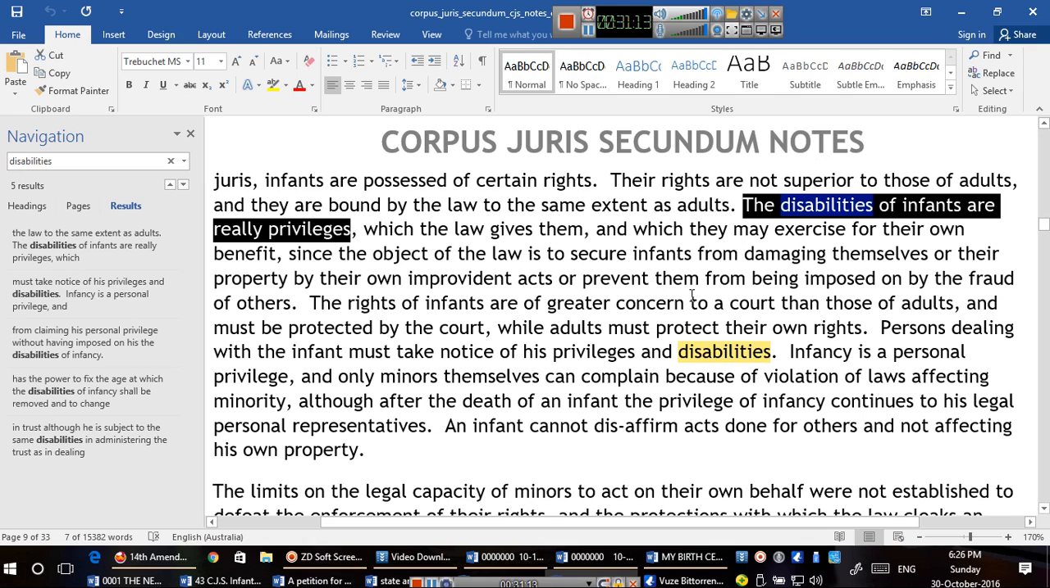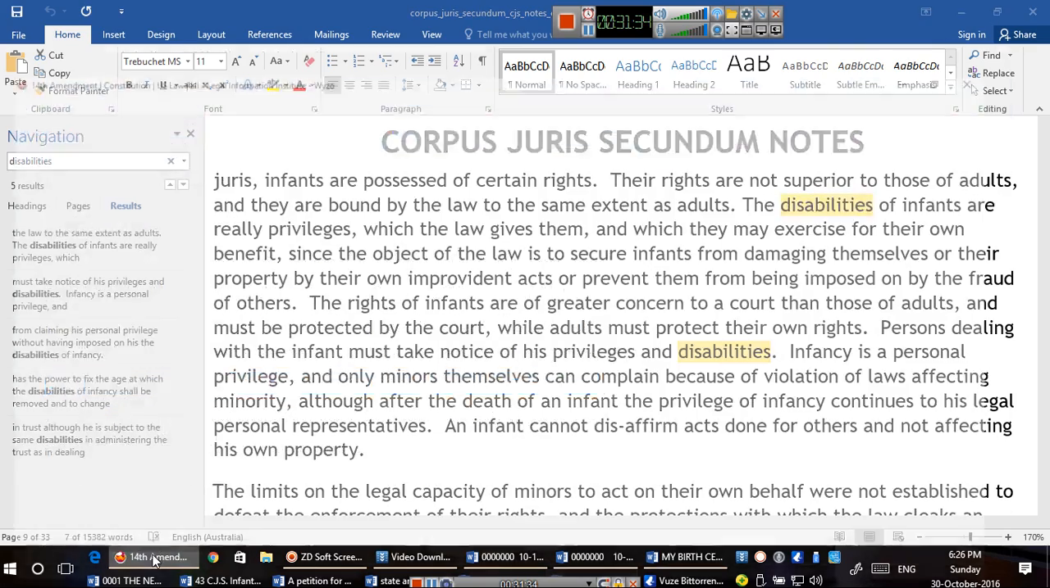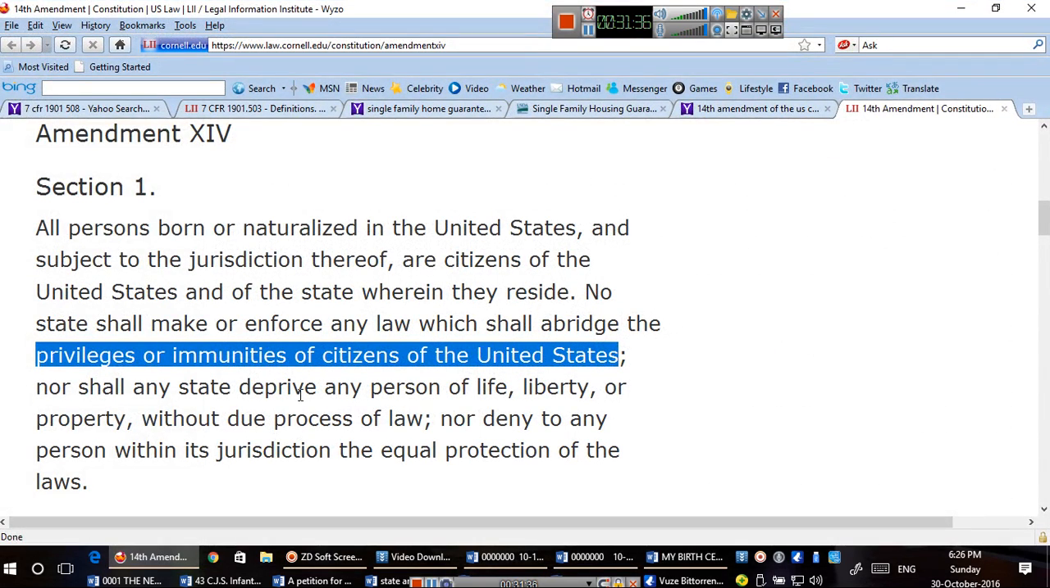People, the 14th Amendment comes with privileges. The disabilities of infants are really privileges. This is the reason for the 14th Amendment, so that they could manage infants, minors. That's why most people don't get it, so let me explain to you why this is the case.